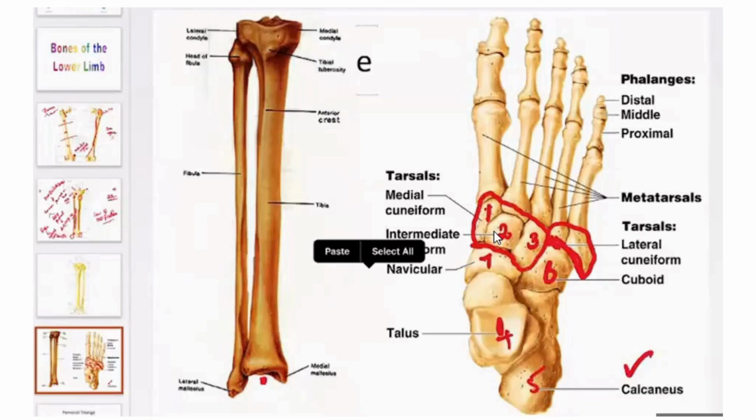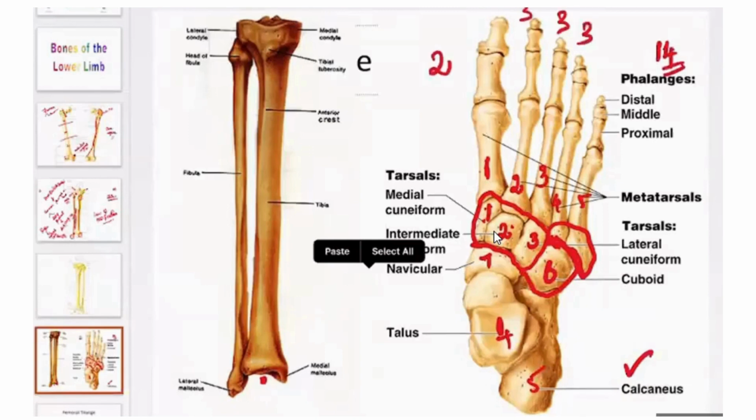Medial cuneiform articulates with the first metatarsal, intermediate with the second metatarsal, lateral with the third metatarsal, in order. The fourth and fifth articulate with the cuboid. Again, the balance is 14 in number: 2 for the thumb, 3 for the other toes. So totally 14 in number. Up to this you are clear, right?